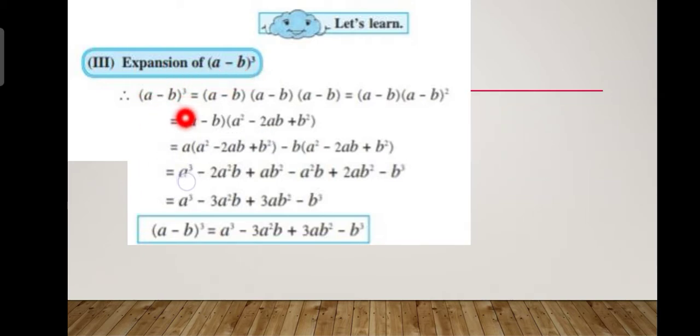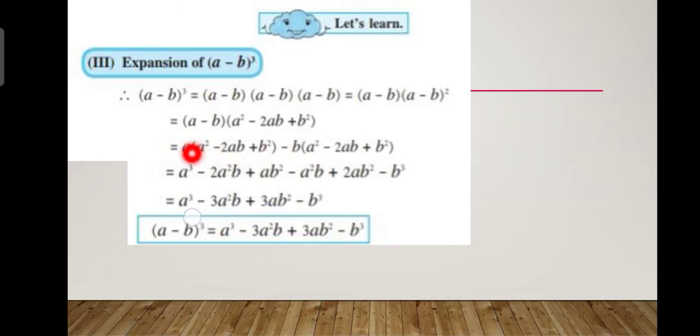We can write a minus b the whole raised to cube as product of a minus b and a minus b thrice the time. Okay, so then we can write a minus b as it is and this a minus b the whole square, right? So we'll keep a minus b as it is and we can expand a minus b the whole square, as we know that a minus b the whole square is nothing but a square minus 2ab plus b square.